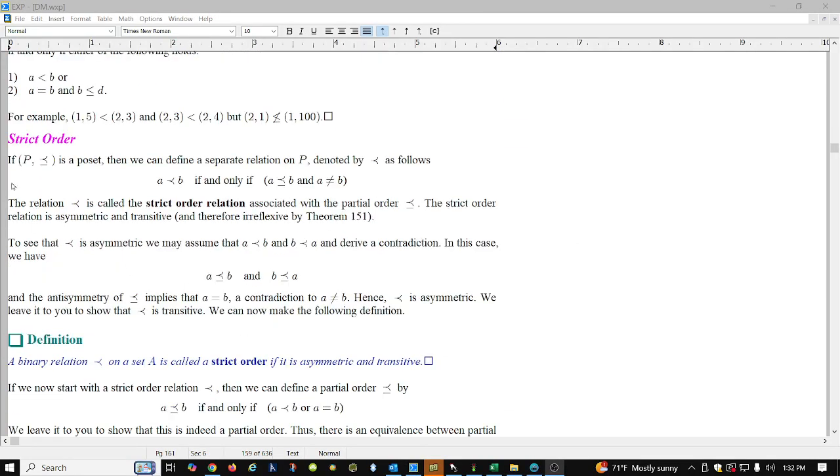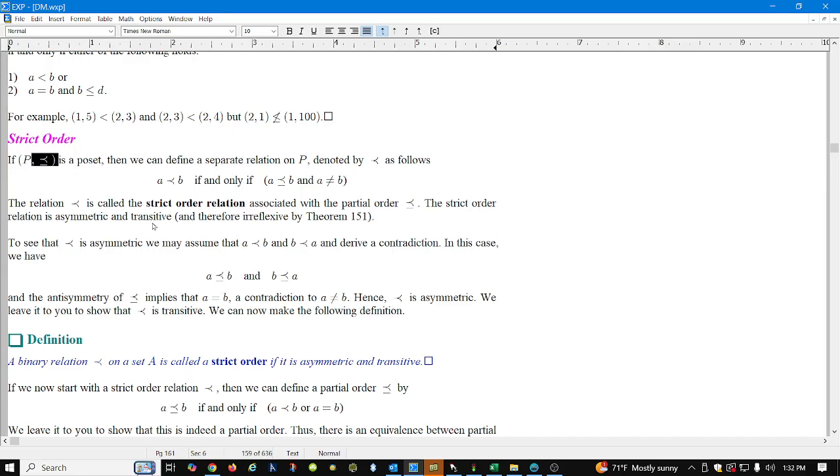Now, associated to any poset, any partially ordered set, P with the less than or equal to symbol I've been using, we can associate another order relation on P, written this way. So I dropped the underline here in this notation. A less than B if and only if A is less than or equal to B and not equal to B.